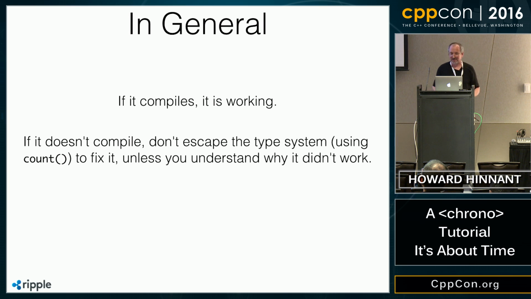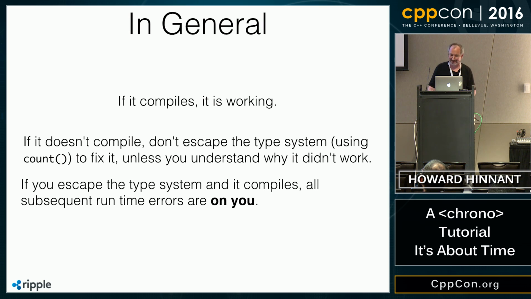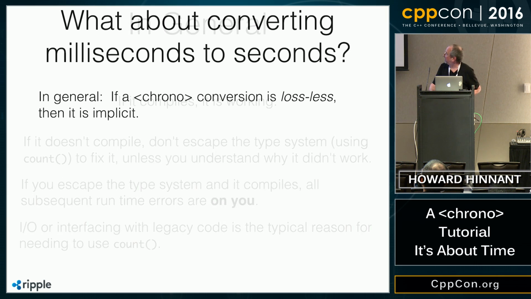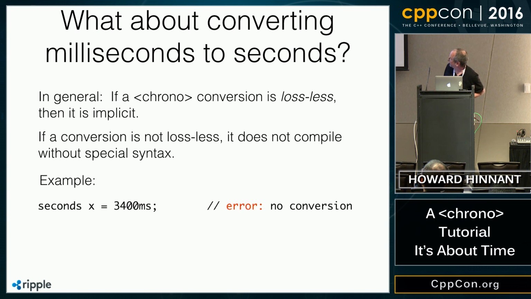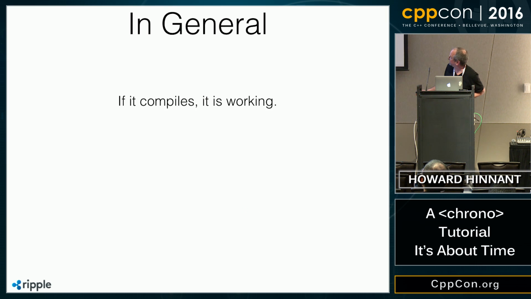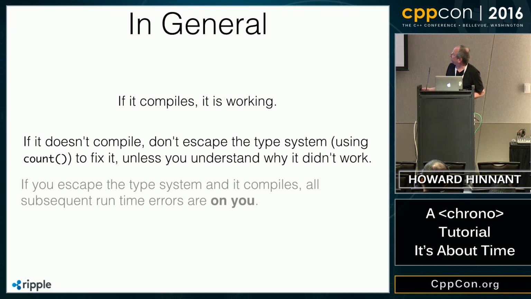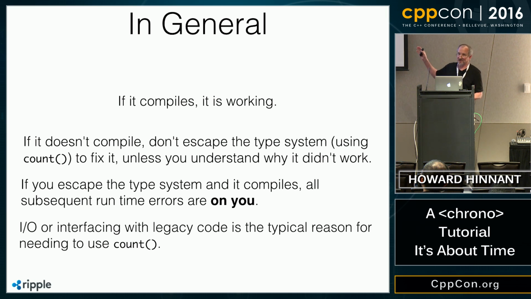So if it compiles, it's working. Don't worry. Now if it doesn't compile, I think I skipped a slide there, I'm sorry. Let me backtrack a little bit, because this is important. If it doesn't compile, don't escape the type system with that .count member function and do it yourself. Instead, try to understand why it didn't compile. It didn't compile because chrono's trying to tell you that you did something that's not right, and it shouldn't compile.